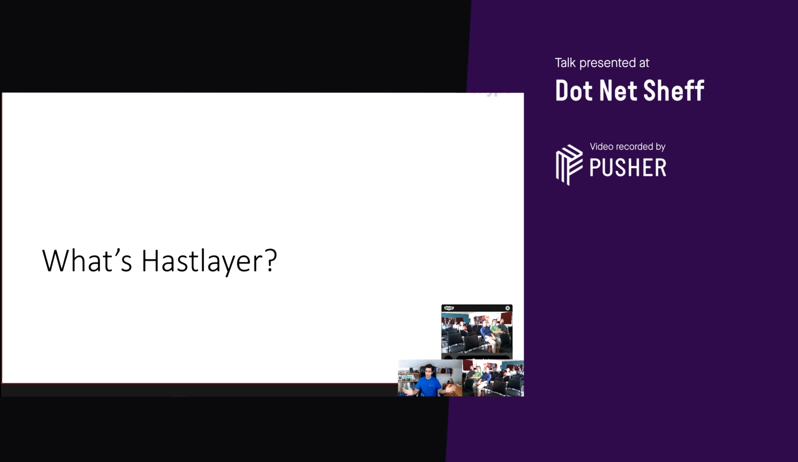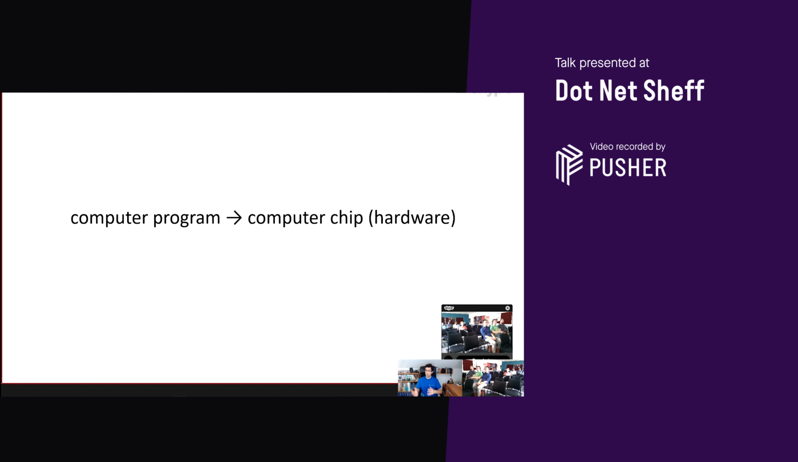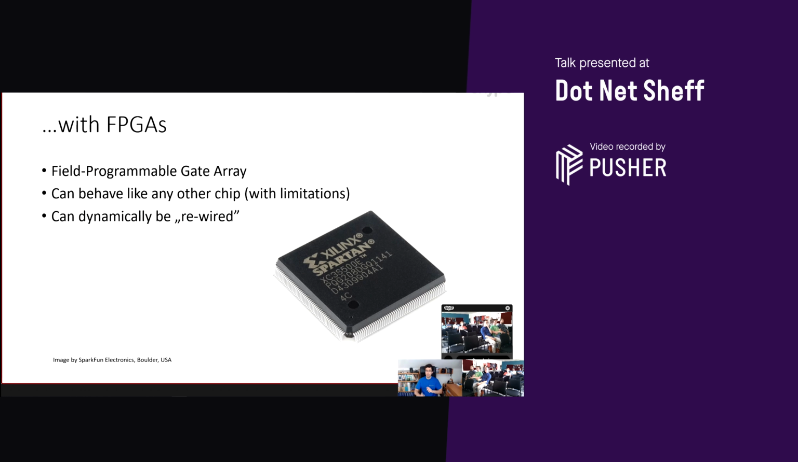Alright, so what is Hastlayer to begin with? Well, Hastlayer is a tool that takes a computer program and creates an equivalent computer chip out of it. So we could say it creates an equivalent piece of logic hardware out of it. So basically it takes some logic which is expressed in software form and creates some equivalent logic which is expressed in hardware form. And all of this happens with some magical devices called FPGAs.